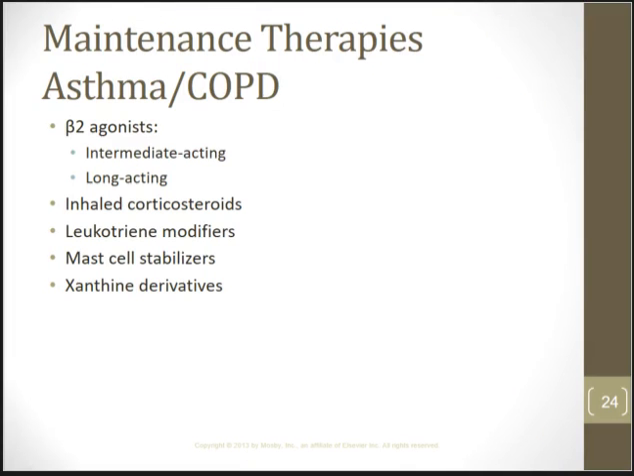Now, your maintenance therapies for asthma and COPD: using a beta agonist that's intermediate acting or long acting. Also inhaled corticosteroids, leukotriene modifiers, leukotriene inhibitors, mast cell stabilizers, and xanthines can be used. These are control medications. These are maintenance medications. Patients need to take these on a scheduled basis. They are not what we call a rescue.